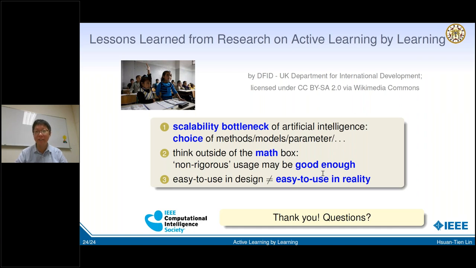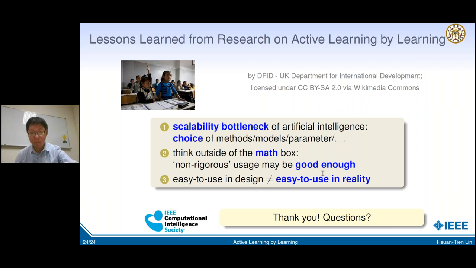But actually, this is a very important issue, because after our work, people have tried to use this active learning by learning idea along with different tools, like not just bandit, but also more complicated reinforcement learning tools. And I actually believe in the reinforcement learning tools, there's a wider room in terms of injecting the punishment idea into that to facilitate active learning.